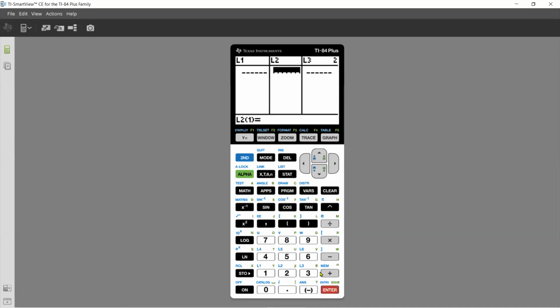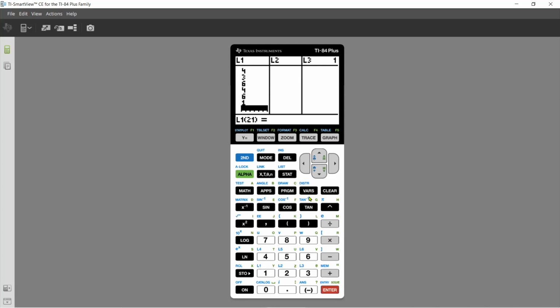And I'm gonna put the data in there. So we have 3, 8, 2, 0, 1, 5, 3, 6, 7, 4, 2, 2, 9, 1, 4, 3, 6, 4, and 6, 1.